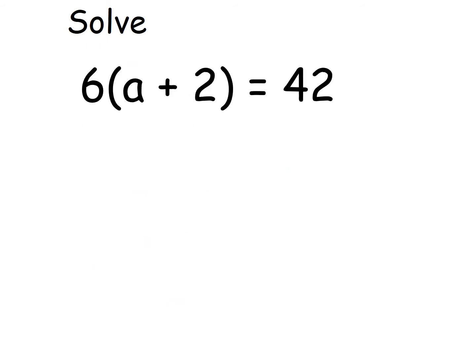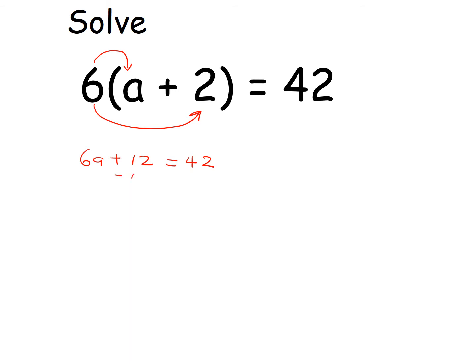So here's another example. Why don't you pause the video and have a go? All right, welcome back. So again, expand the bracket first. 6 times a is 6a, and then 6 times 2 is 12, and that equals 42. Now solve for a.